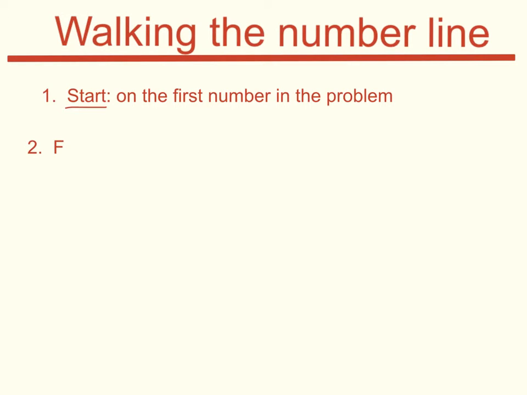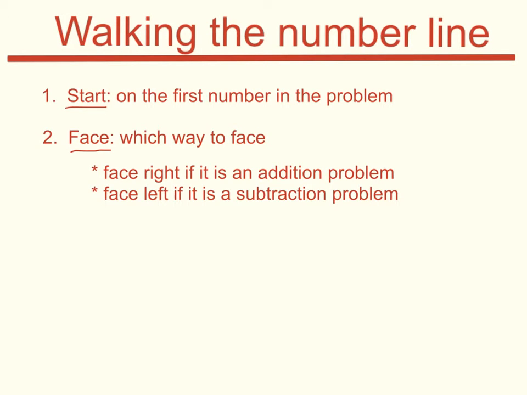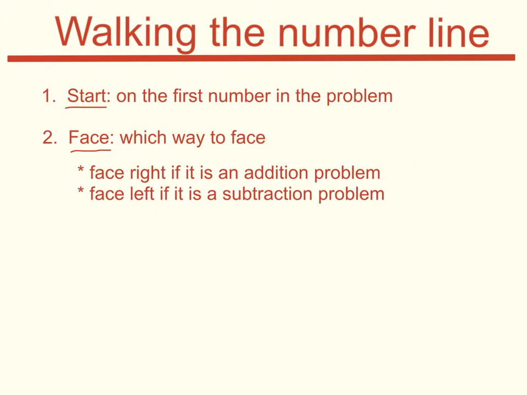We need to decide which way we are going to face on the number line. Okay, so to decide how you're going to face on the number line, there are 2 things you need to know. You need to face right if it's an addition problem. So you're going to face to the right if it's addition. And if it's a subtraction problem, you're going to face to the left. Okay, so if it's addition, you're going to face towards the positive end of the number line. If it's subtraction, you're going to face looking towards the negative side of the number line.